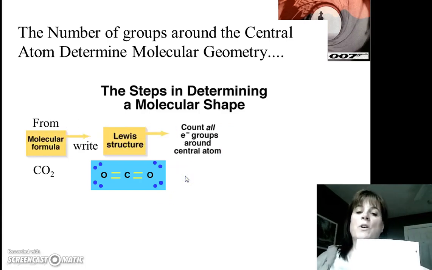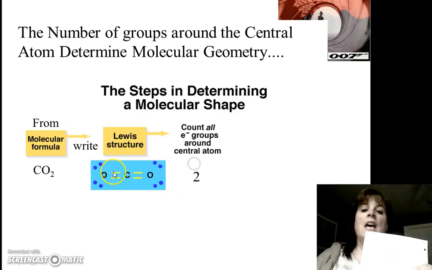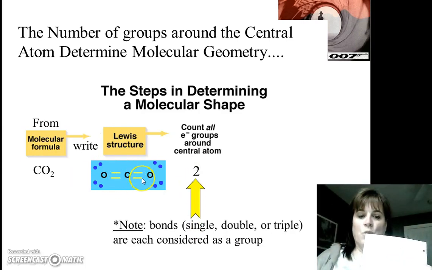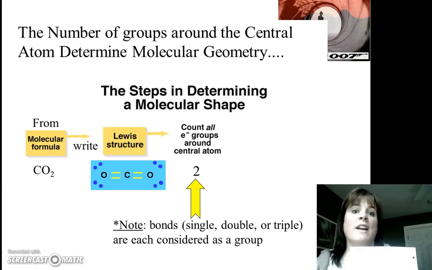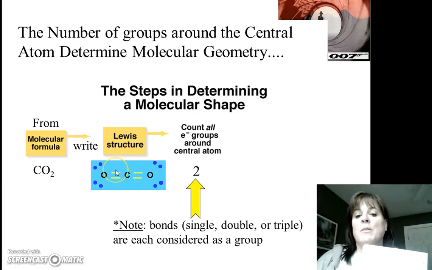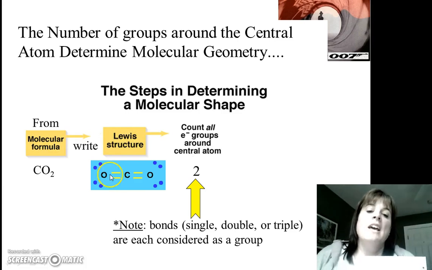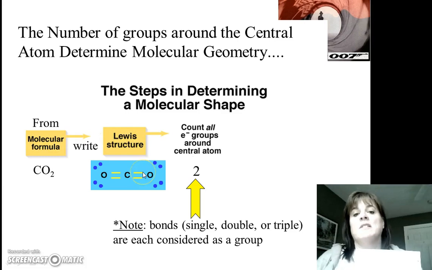So what we're going to do is count the groups around the central atom. This just has two groups. Now, I know you're like, but Mrs. Campbell, those are double bonds, and double bonds have two pairs, which is 4 electrons, so why wouldn't that be 4 groups? Well, anytime it's a double bond or a triple bond or a single bond, it just counts as one group. So I have 1, 2 groups around the central atom.